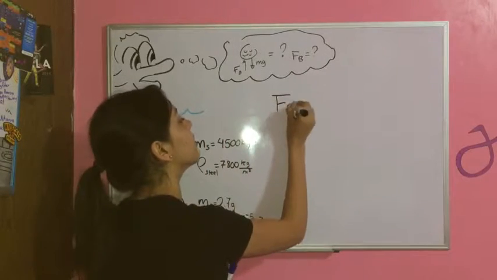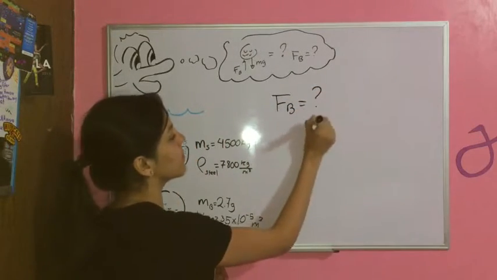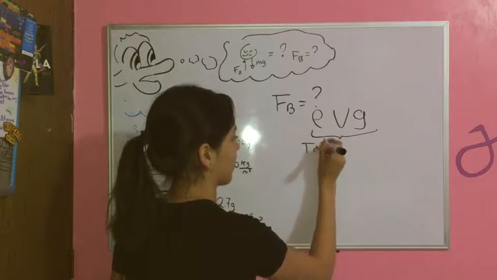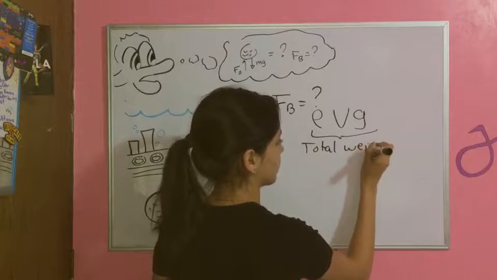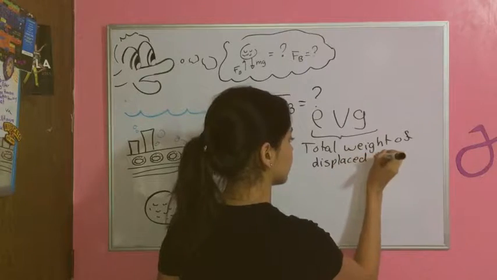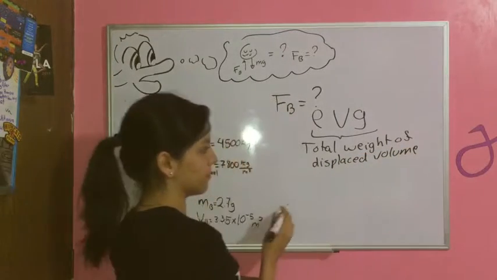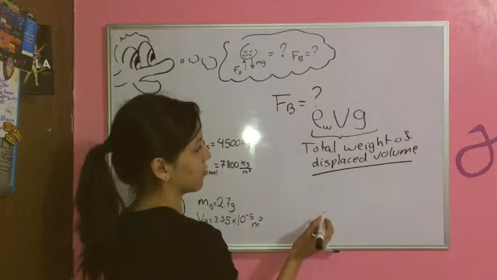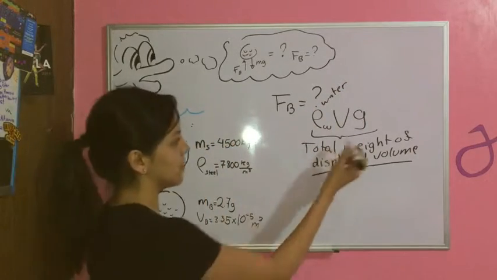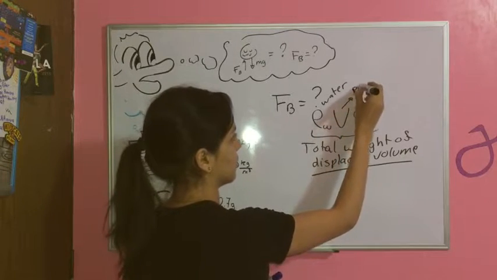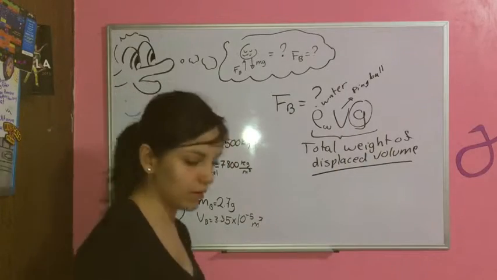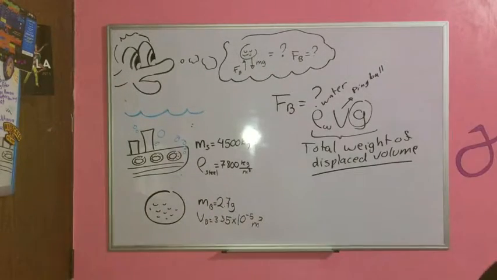So what is the buoyant force? We have to recall that the buoyant force is the total weight of the displaced volume, that is the density times the volume times the gravity. And in this case, the density that we'll use is the density of water, since the ship is in water, and the volume is of the balls that are going to get it into the ship, and we'll use the gravity.